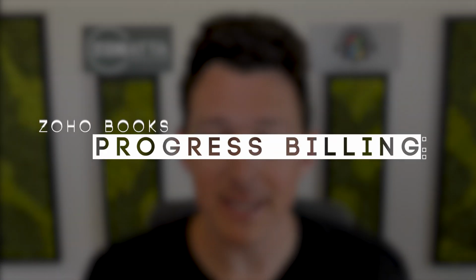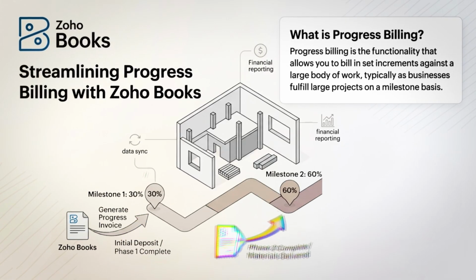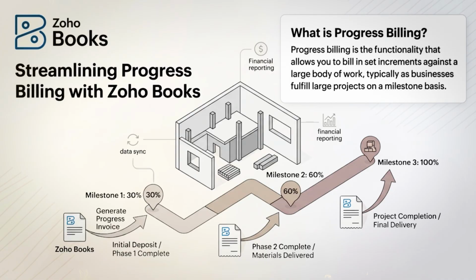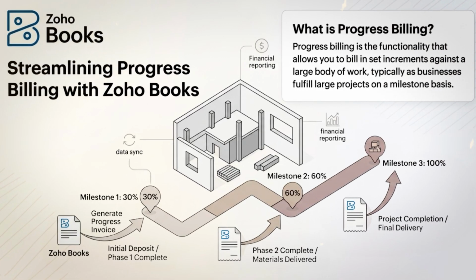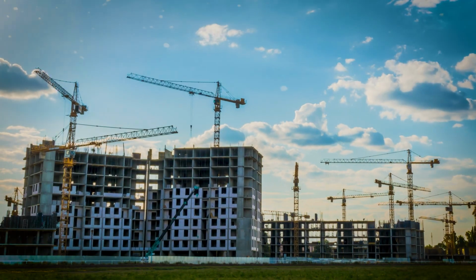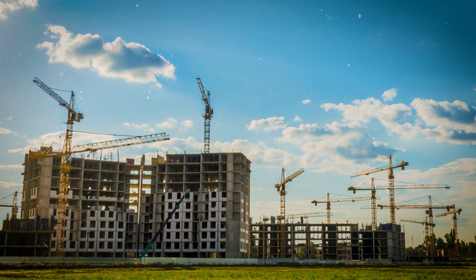Today, we're going to be running through a crash course in progress billing inside of Zoho Books. Progress billing at a high level is essentially the functionality that allows you to bill in set increments against a large body of work. Oftentimes, you'll see this used in construction companies or companies that fulfill large projects where you're going to bill on some type of milestone basis. So with that, let us jump right on in.